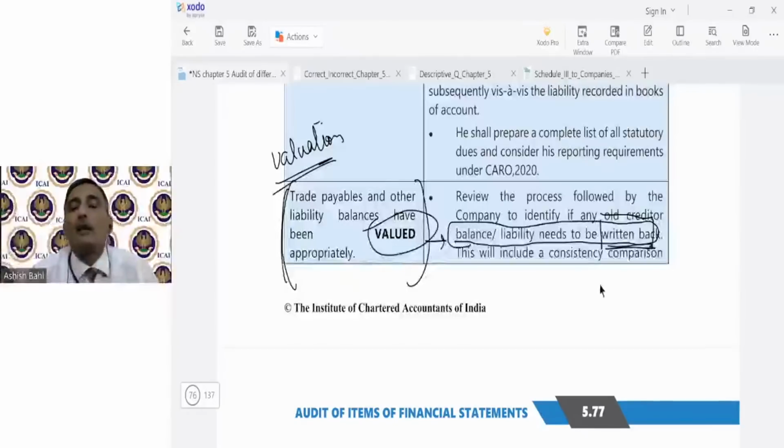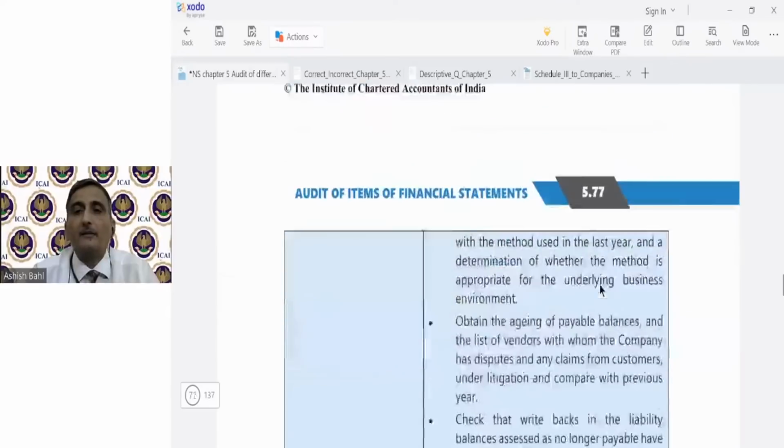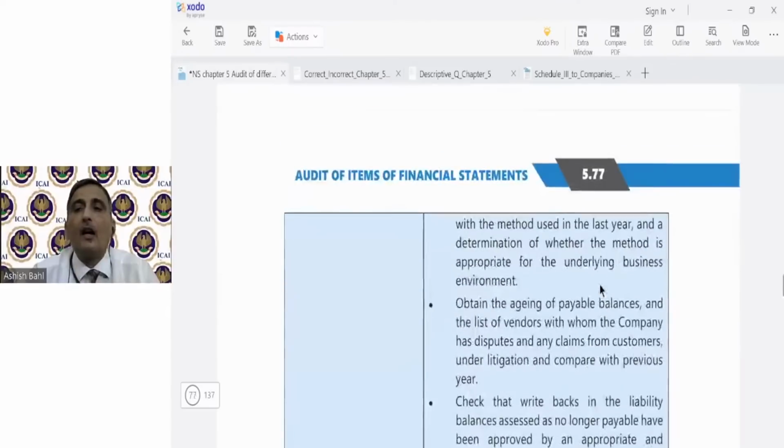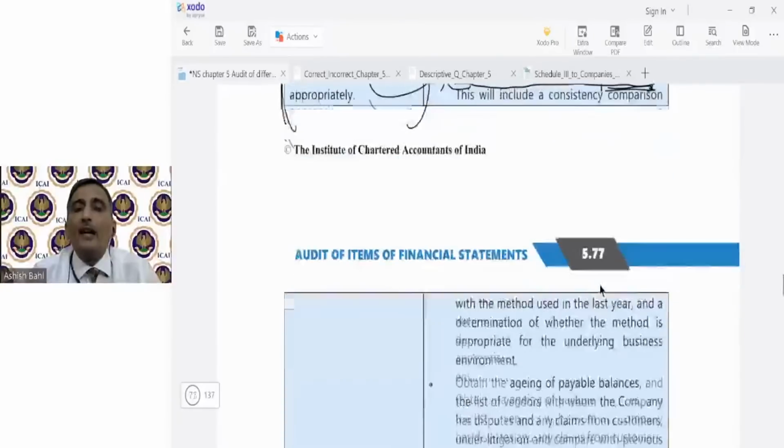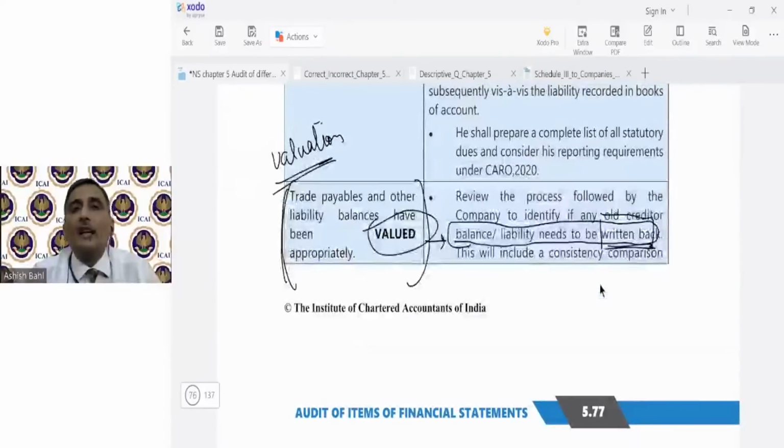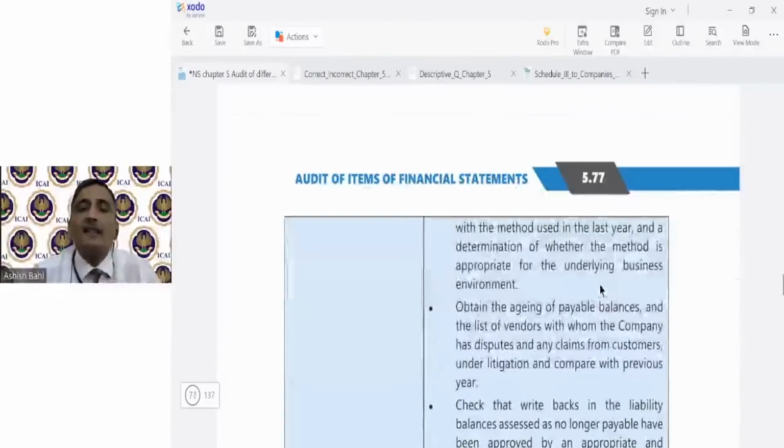Use correct word. In case of trade receivables, this word is written off, while in case of trade payables, this word is written back. Okay. So how we can know, students, that some trade payable is outstanding for a longer period of time? So again, the same tried and tested method of aging schedule.